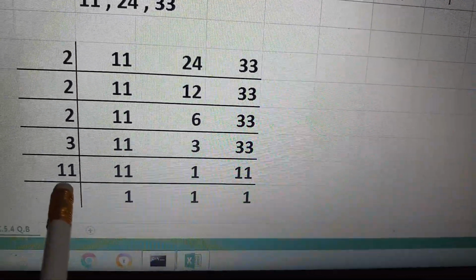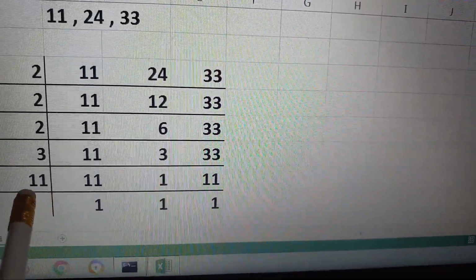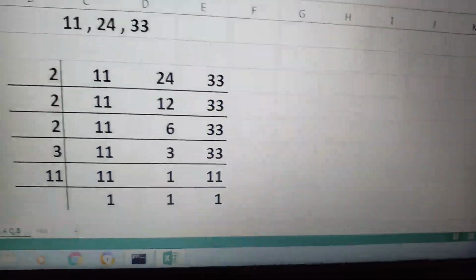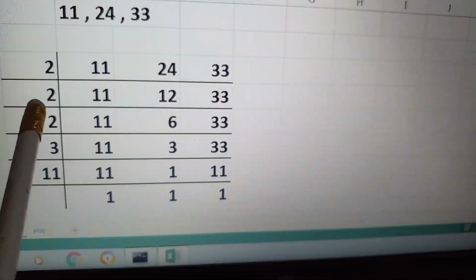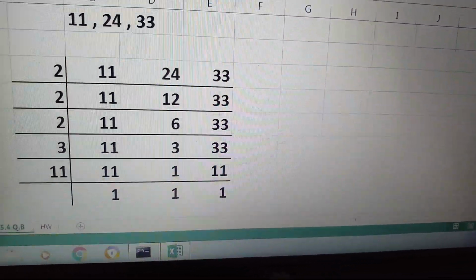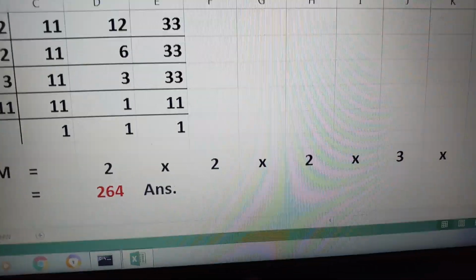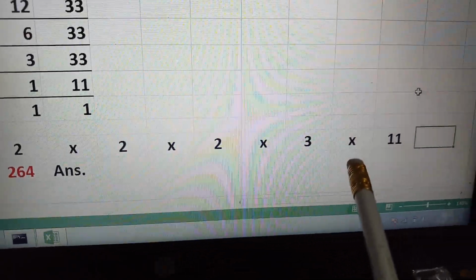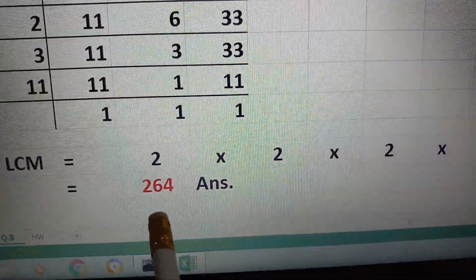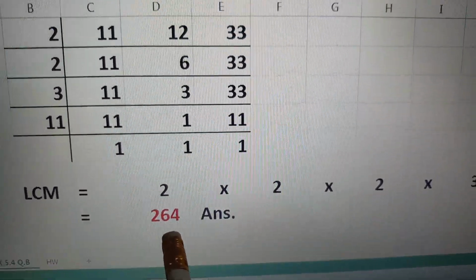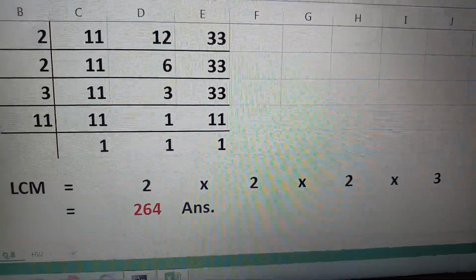11 is multiplied by 11. So we'll divide 11 by 11. We get quotient as 1. So the prime factors of 11, 24 and 33 are 2 into 2 into 2 into 3 into 11. When we multiply all these, we get 11 into 3 into 2 into 2 into 2 equal to 264. So the LCM of 11, 24 and 33 is 264.